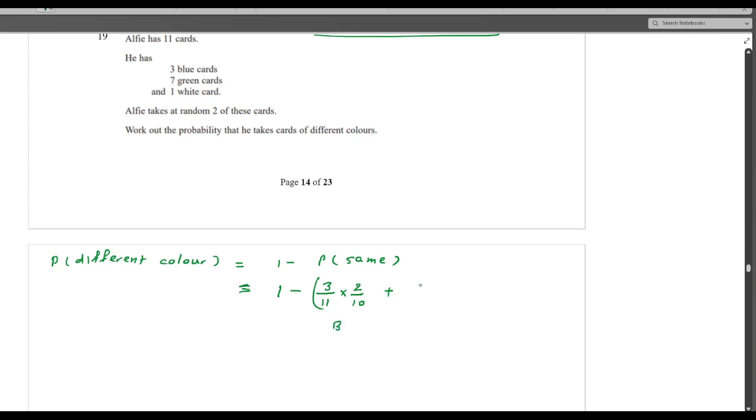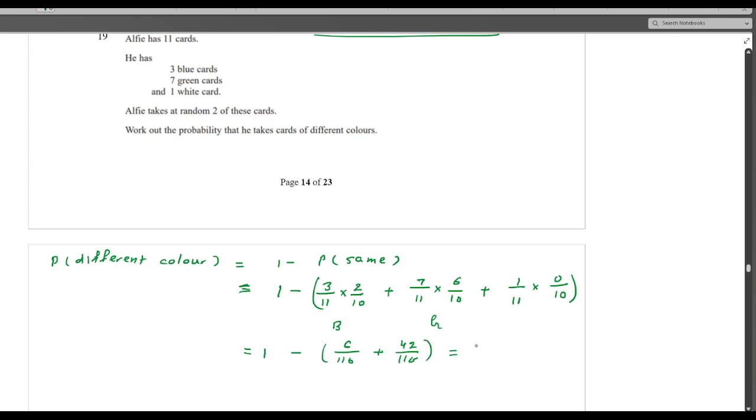Then for green, the possibility that you will draw first as a green is 7 divided by 11, second as green is 6 divided by 10. This is for green. And for white, it is 1 divided by 11. Now if you draw one white, there is no white, so it is 0 divided by 10, or this is an impossible event of getting 2 white cards. So I will say that this is 1 minus, now this is 3 times 2 is 6 divided by 11 times 10 is 110 plus 7 times 6 is 42 divided by 110.